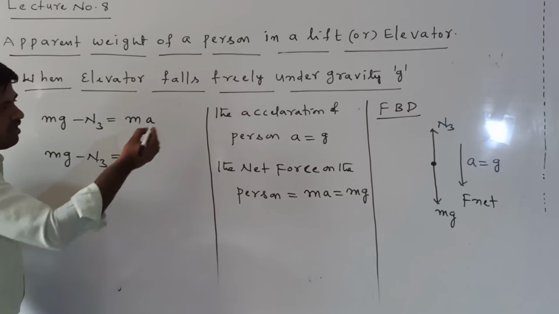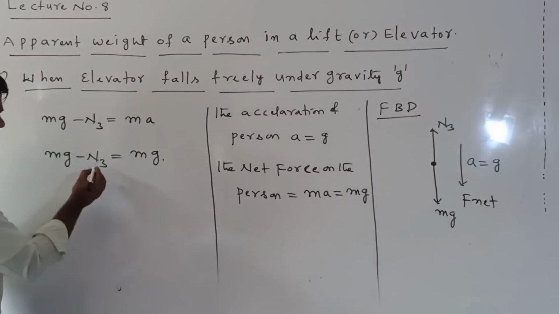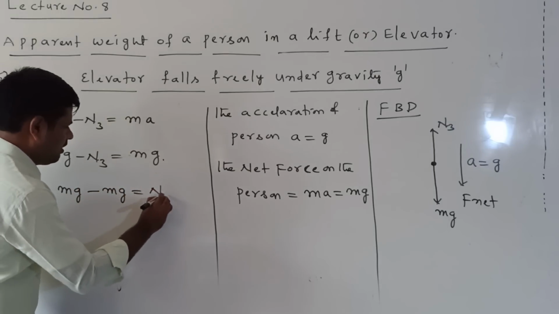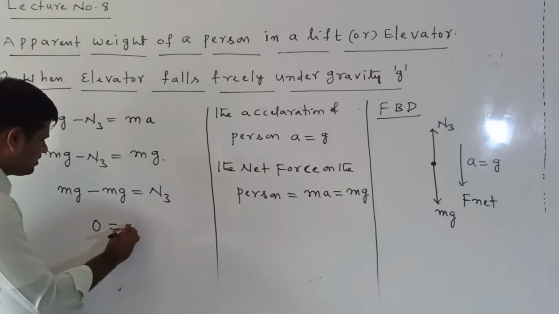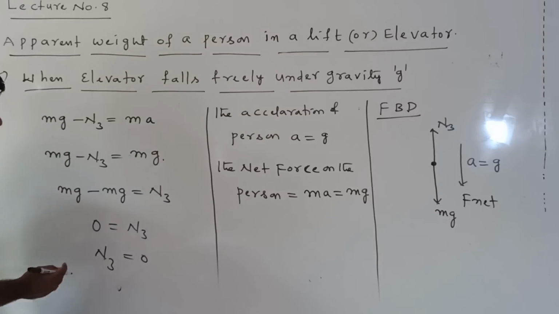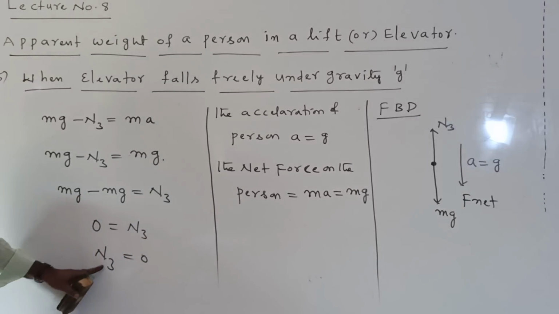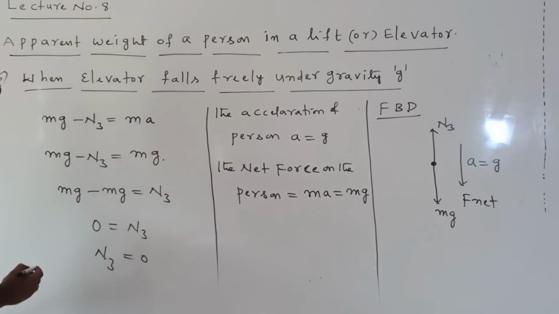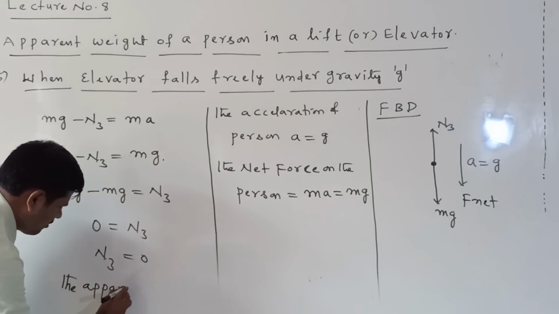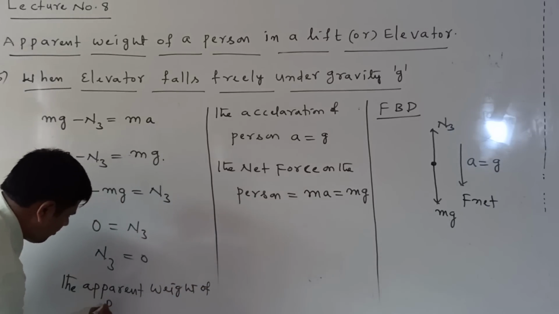In place of a I write g, because the acceleration of the person a equals g. Now taking mg to the other side, mg minus mg equals N3. So mg minus mg equals 0, and N3 is equal to 0. N3 equal to 0 means the apparent weight of the person is 0. Since the normal reaction gives the apparent weight, the apparent weight of the person is 0.